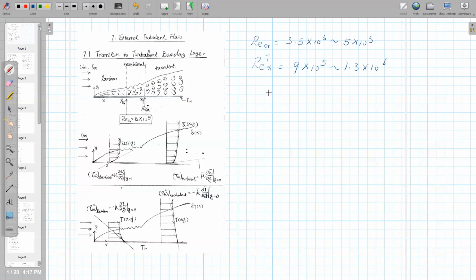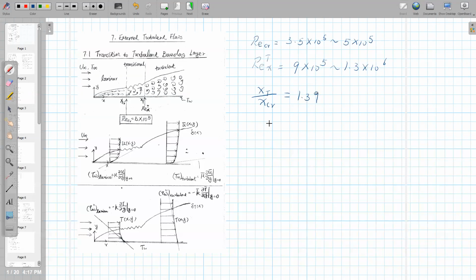Another way you can calculate this Reynolds number T is that there's a relationship between the location of this x critical value and the x T value. The x critical value is basically computed from this critical Reynolds number, and the x T value is calculated from this fully turbulent Reynolds number. From the experimental data, people basically say that x T over x critical is approximately equal to 1.39.